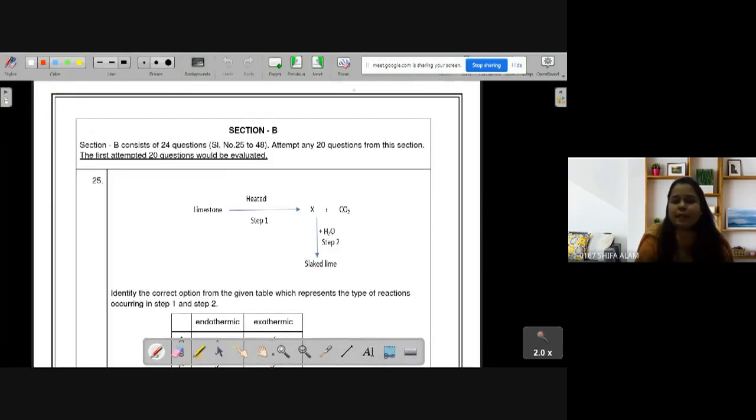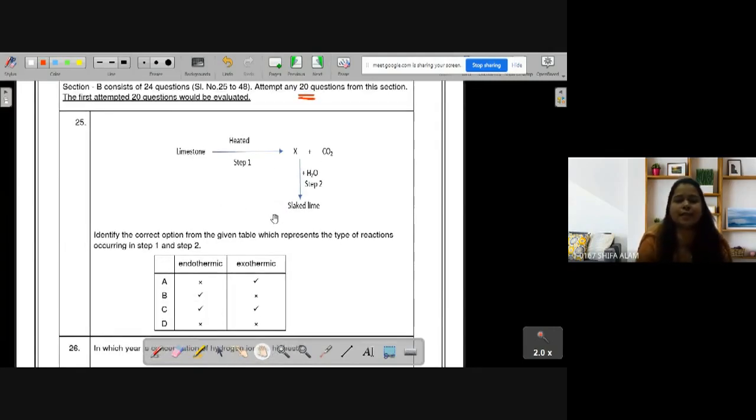After completing the chemistry portion of section A, we proceed to the section B part. The section B also says that out of 24 questions, we will have to attempt any 20 questions, and if we answer more than 20 questions, we would be marked only upon the first attempted 20 questions and not more.